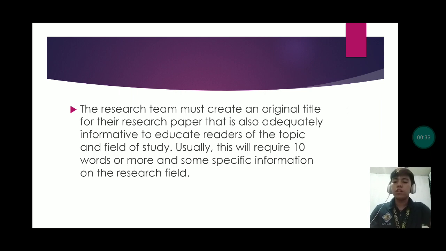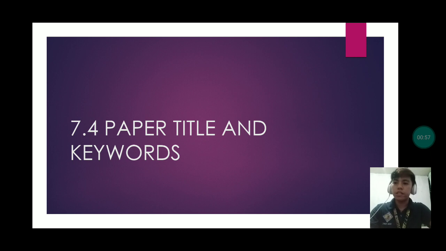Commonly now, if we read a research title, the title consists of many words because it is required to be between 5 and 15 words, and make sure your title will be comprehensible to readers, even if they are not experts in your field. Also make sure not to put unnecessary words in your title. Next slide.